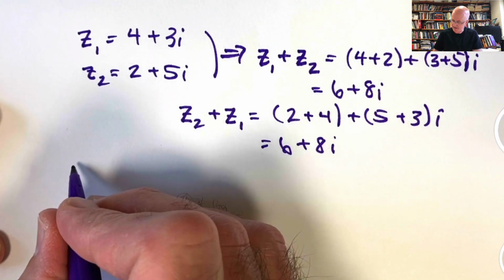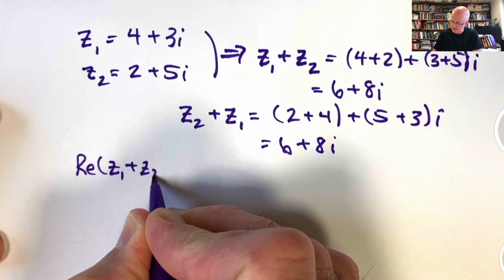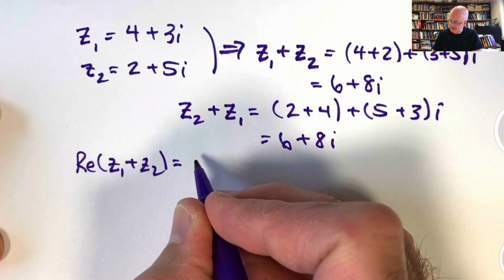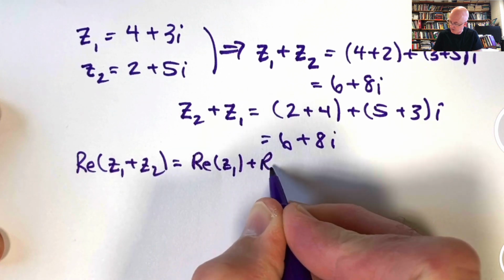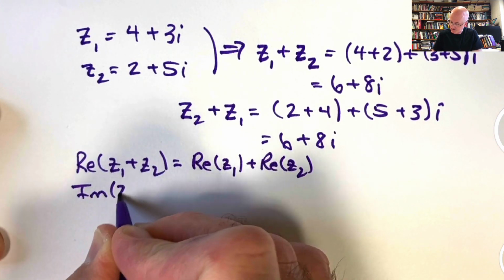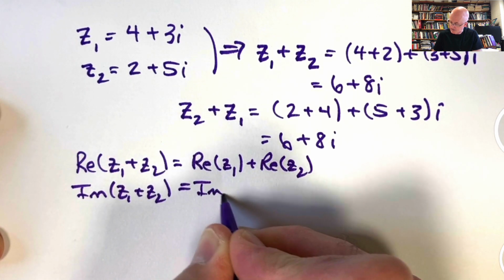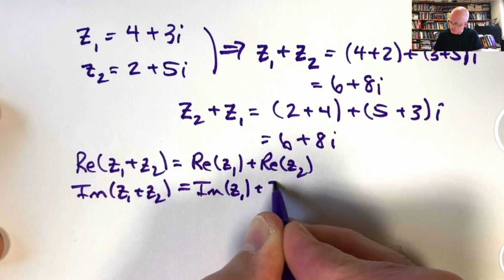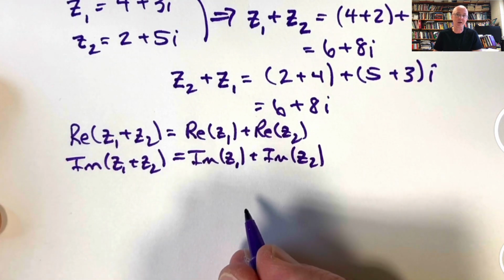Symbolically, we could write that the real part of z1 plus z2, effectively by definition, is the sum of the real part of z1 and the real part of z2, and the imaginary part of z1 plus z2 is the sum of the imaginary parts of z1 and z2 individually. These two equations are true in complex analysis.